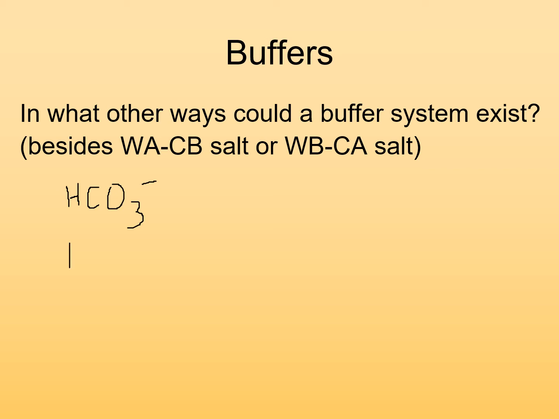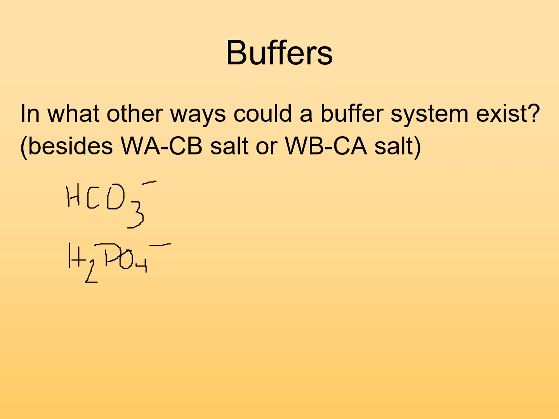Same thing with the hydrogen phosphate ion. It has the ability to lose one of its hydrogens or gain another hydrogen. So that's an example of something that can be a buffer by itself, because that one ion can act as an acid and a base.